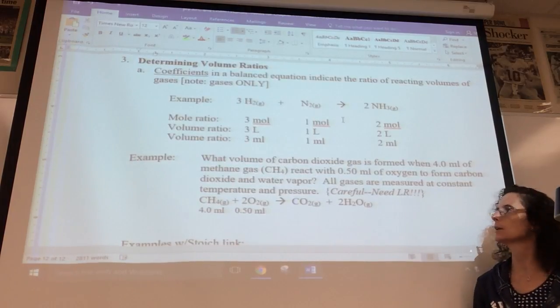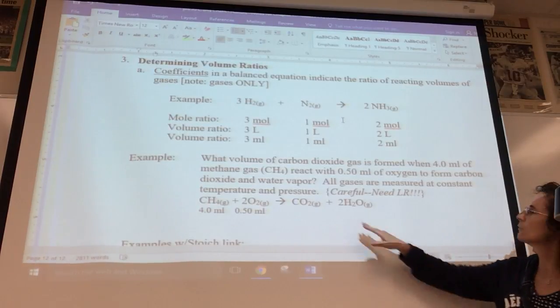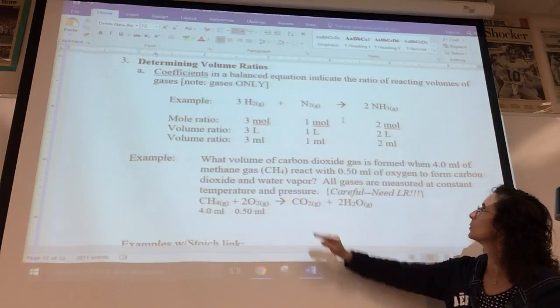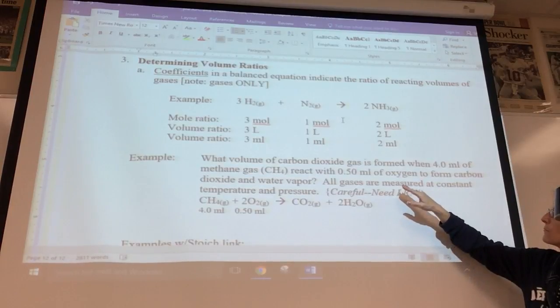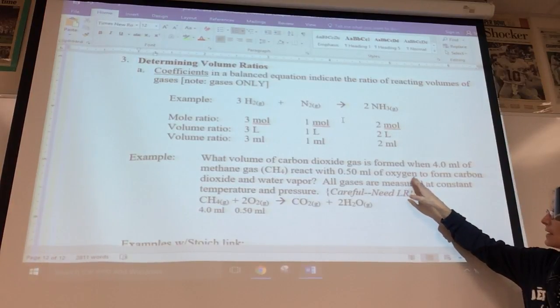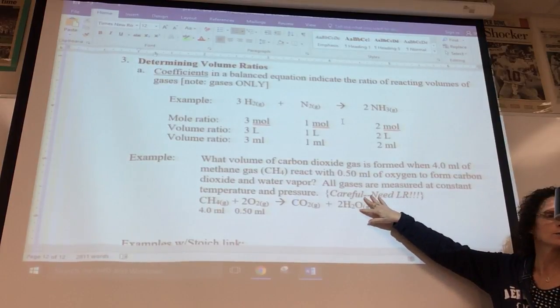This one's a little tricky. It says what volume of carbon dioxide gas is formed, so you want to know the volume of this, when you have 4 mils of methane gas reacting with 0.5 mils of oxygen gas to form CO2 and water vapor. Classify that equation for me.